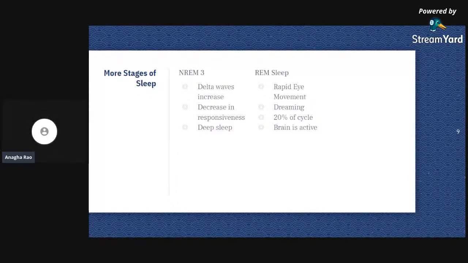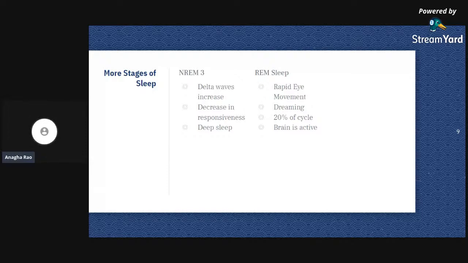Next we have NREM 3. In this stage, this is more of the deep sleep. We have a decrease in responsiveness, and when someone tries to talk to you, you can't answer because you're in very deep sleep. And our delta waves increase. This stage lasts 20 to 40 minutes.